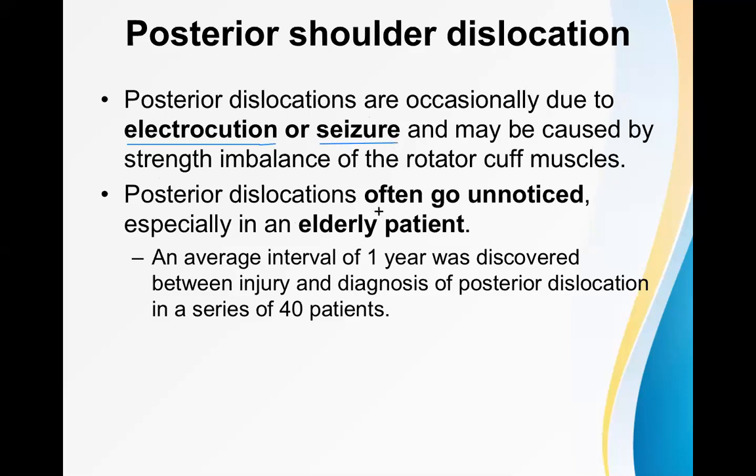The posterior dislocation often goes unnoticed, especially in very old patients. There was one study done in a series of 40 patients, and that shows there is an average interval of 1 year between the injury and diagnosis of posterior dislocation in elderly patients. So sometimes it often goes unnoticed, meaning there may not be much sign and symptom in the posterior dislocation of the shoulder.